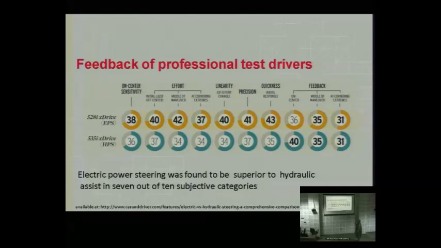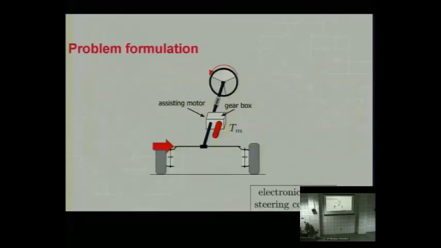But there is a big problem. The feedback to the driver from the system didn't do well. It was found to be superior in 7 of the 10, but for all of the 3 relating to feedback, it did worse. So people liked this highly inefficient power steering system.